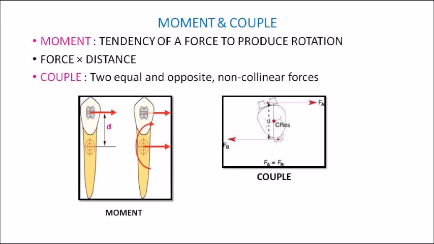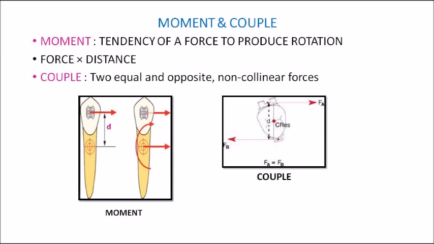Such forces, which are away from the center of resistance, don't produce a bodily movement of the tooth, but rather produce a tendency to rotate. So when you apply a force at a distance away from the center of resistance, such forces have a tendency to produce rotation of the object. This is called a moment. The moment is calculated as the product of the magnitude of the force and the distance at which it is applied. So moment is equal to force times distance.